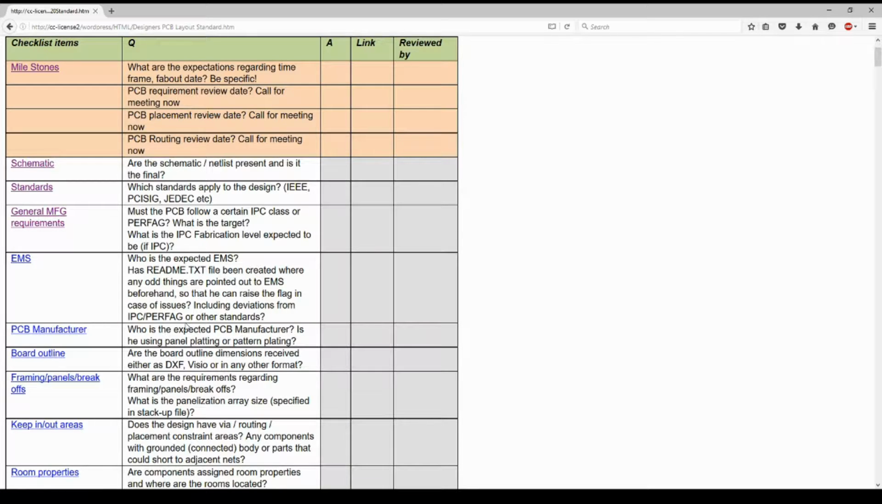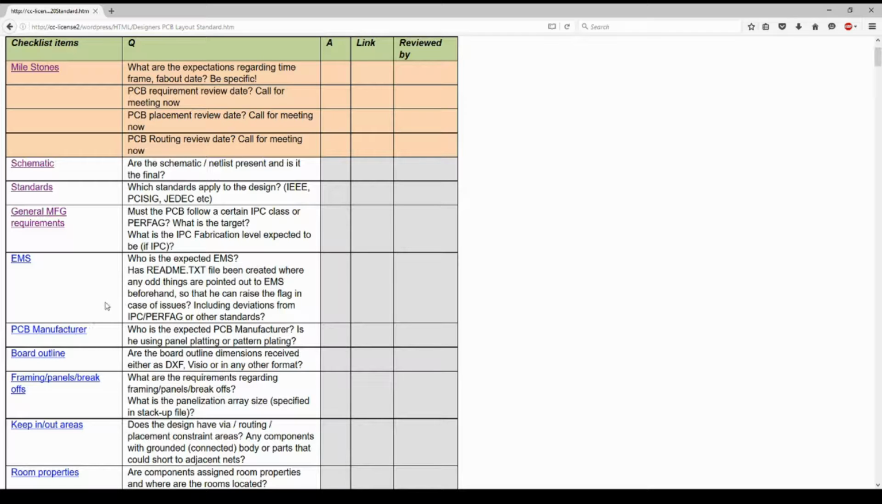And that could be, say, if you have a PCI card, what are the physical dimensions in the standard? Maybe also clearance areas or keep out areas and such. And also other things like plating could be other things. So understanding what kind of standards this design should comply to is very important.